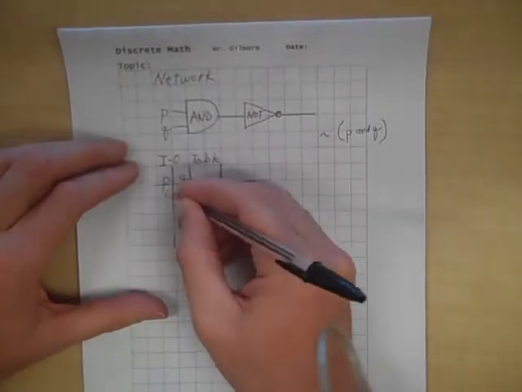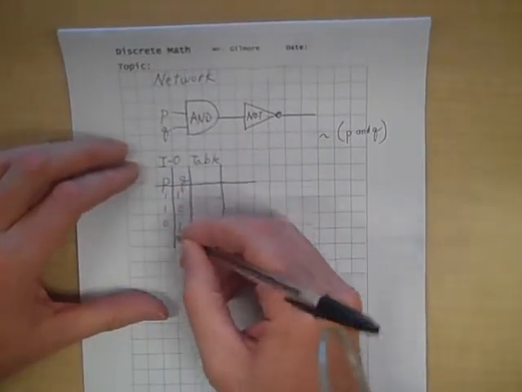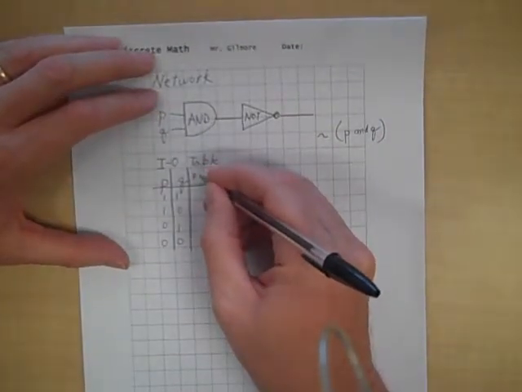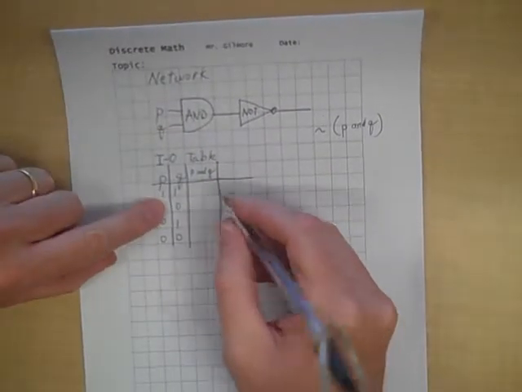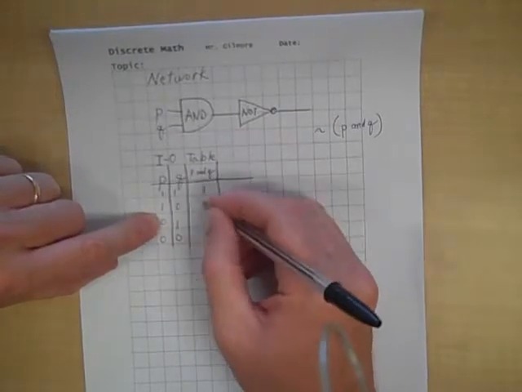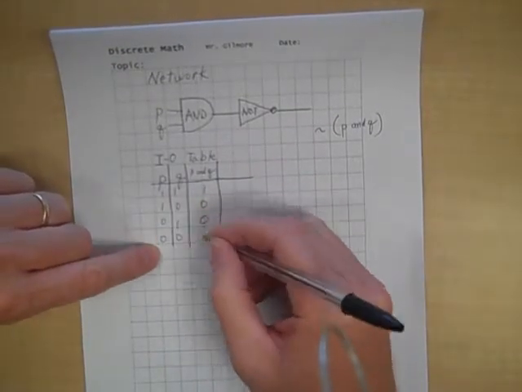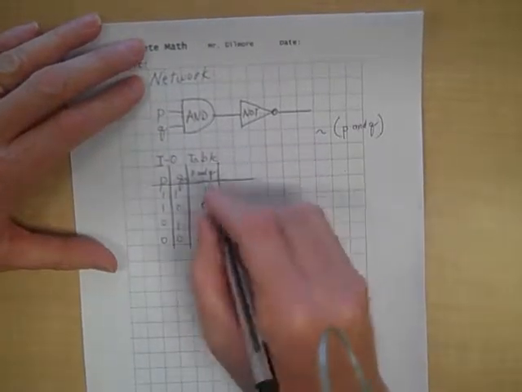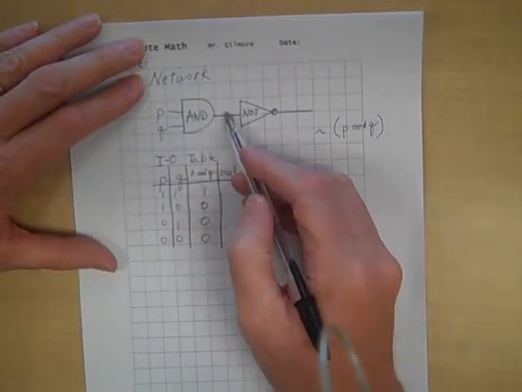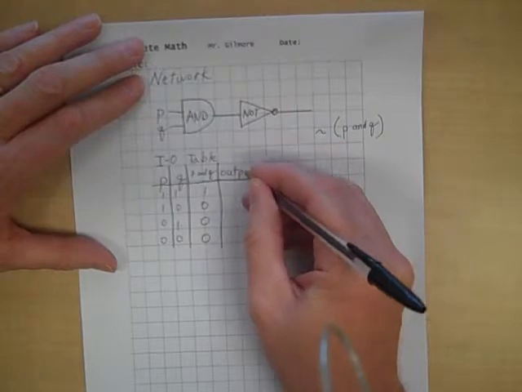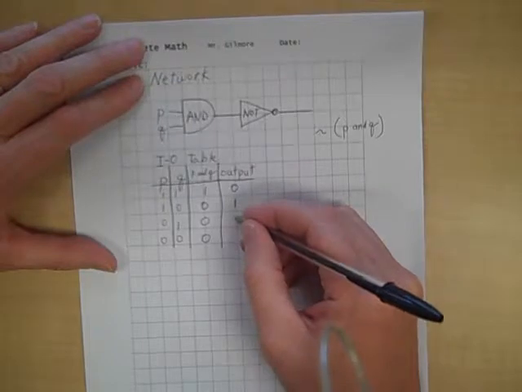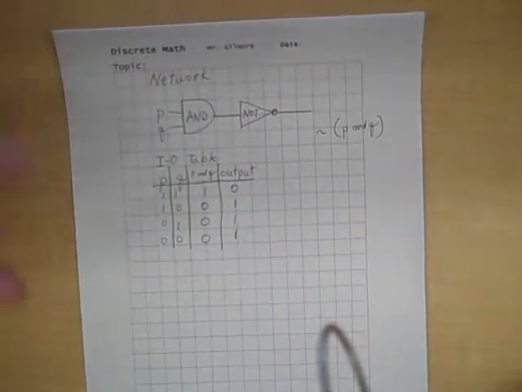Okay, now let's set up the 1 1, 1 0, 0 1, 0 0 as possible inputs. And then let's look at the P and Q. And then 1 and 1 make 1, 1 and 0 is 0, 0 and 1 is 0, 0 and 0 is 0. And then, when you get your final output, after you go through this, it's got to go through the not. So your final output will be a 1 turns into a 0, 0 turns into 1, 0 turns into 1, 0 turns into 1.